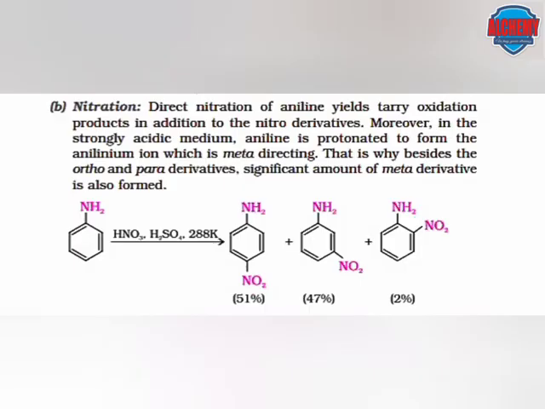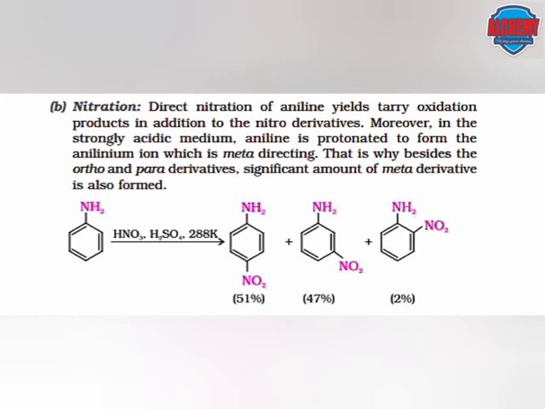Next we will discuss nitration of aniline. Nitration is carried out with the help of nitric acid and sulfuric acid at 288 Kelvin. The products formed are para-nitroaniline, meta-nitroaniline and ortho-nitroaniline. Due to less steric hindrance, para-nitroaniline is the major product and accounts for almost 51%.